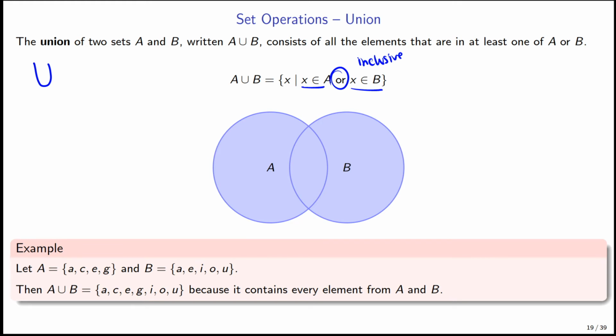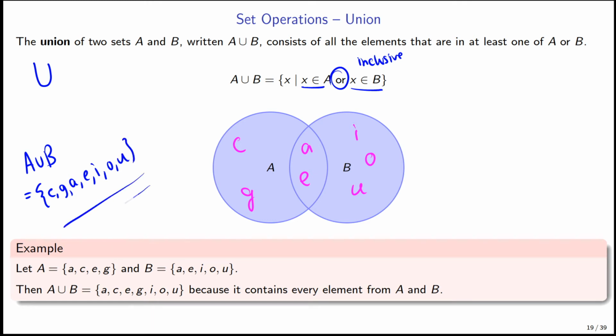So if it's in both A and B, that's okay. For example, let's take our A and B from before. A is going to be A, C, E, and G, and B is going to contain A, E, I, O, and U. Okay, so when we do a union, A union B, we're just taking everything that's in either one. So C is in A, G is in A, E is in A, and I, O, and U are in B. So this is the union. These are all of the elements that are in either A or B or both.